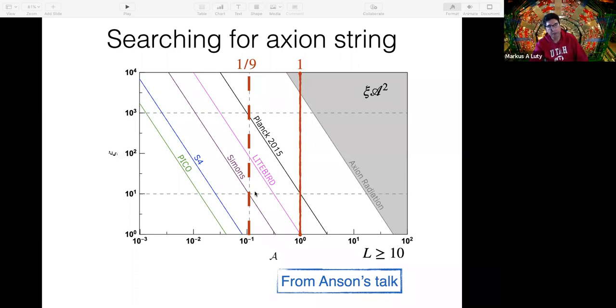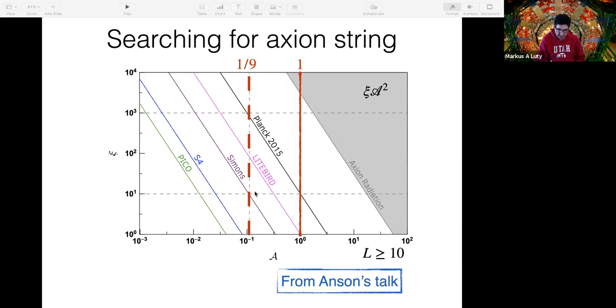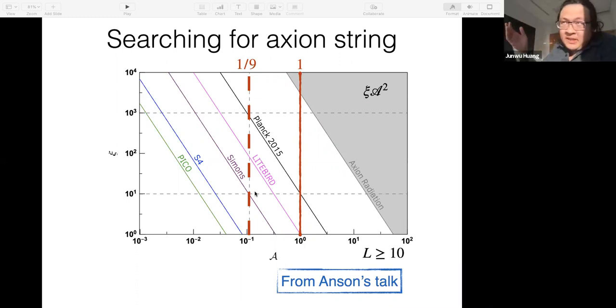Sorry, I know you just said this probably, but I just missed it. What is Xi again? Xi is the number of strings per Hubble patch. Oh, right, okay. Or the total length of the string in a Hubble patch over the Hubble length.